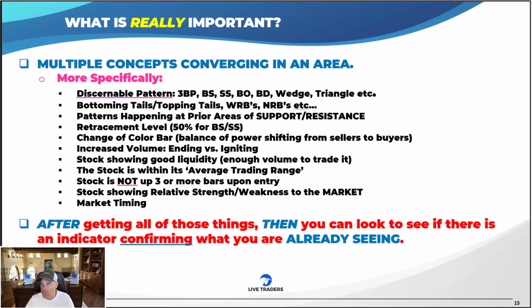Okay, so we talked about it last week. Reiteration. Multiple concepts converging in an area, discernible patterns, bottoming tails, topping tails, wide range bars, narrow range bars, etc. Patterns happening at prior support or resistance, retracement levels, change of color bars, increased volume, showing good liquidity. It's within its average trading range. I mean, you need a checklist. If you don't have one, you're a gambler.